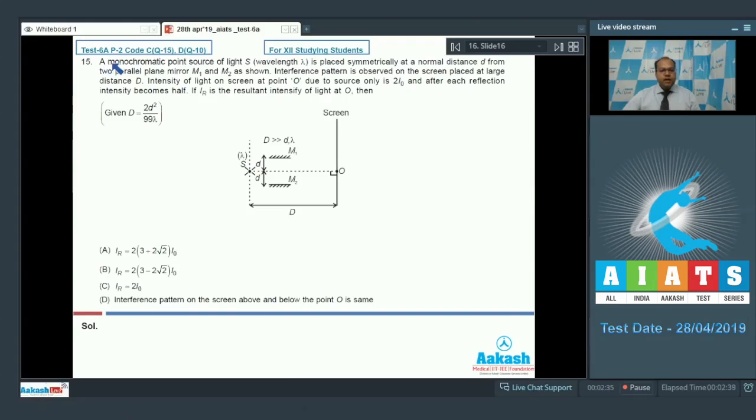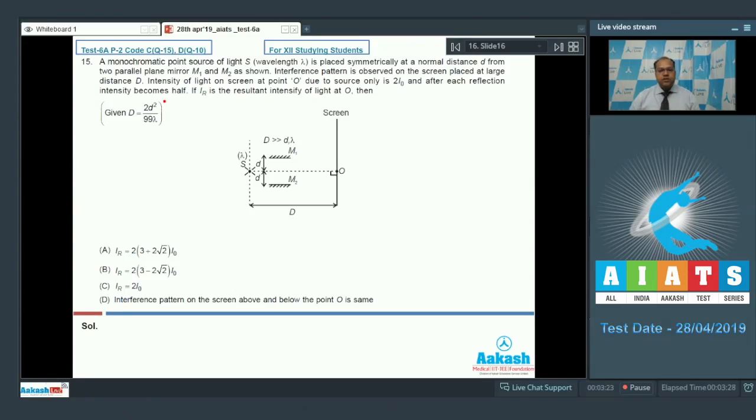In question number 15, a monochromatic point source of light S, wavelength lambda, is placed symmetrically at a normal distance d from two plane mirrors M1 and M2 as shown. Interference pattern is observed on the screen placed at a large distance capital D. Intensity of light on screen at point O due to source only is 2I0. It means the direct intensity at point O due to this source is 2I0. And after each reflection, intensity becomes half. If IR is the resultant intensity of light at O, then we have to find out the value of IR.